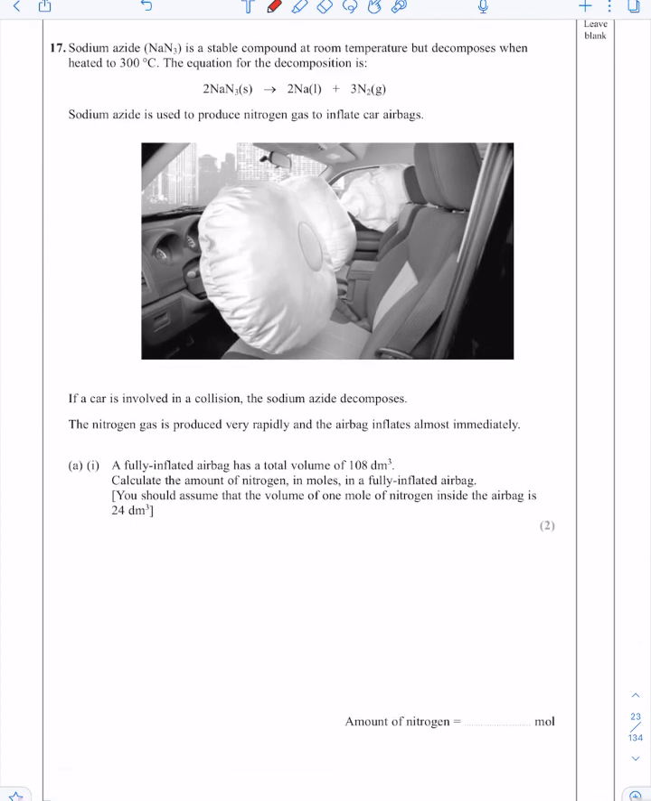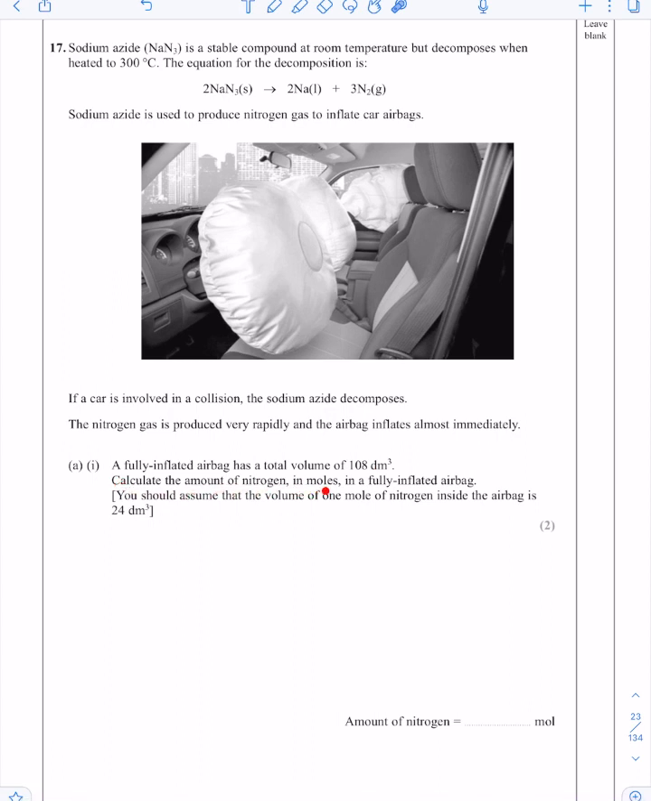Question 17. Sodium azide is a stable compound at room temperature but decomposes when heated to 300 degrees Celsius. The equation for the decomposition is 2 mole of sodium azide give 2 mole of sodium plus 3 mole of nitrogen. Sodium azide is used to produce nitrogen gas to inflate car airbags. If a car is involved in a collision, sodium azide decomposes, nitrogen gas is produced very rapidly, and the airbag inflates almost immediately. A fully inflated airbag has a total volume of 108 cubic decimeter.